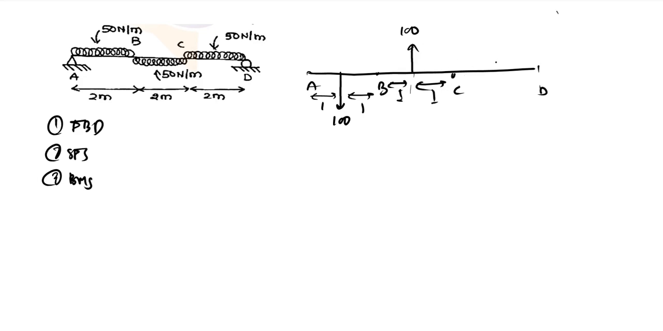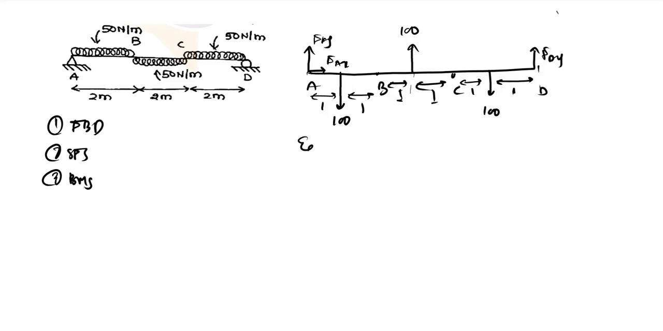So the third UDL, between C and D, we have 100 Newton, 1 meter from C and 1 meter from D, because the total is 2. So that is how you can draw your FBD. The reaction force at D is in the upward direction, let us call it FDY. And at A, there are two reaction forces because of the hinge support, FAX and FAY, let us call them.